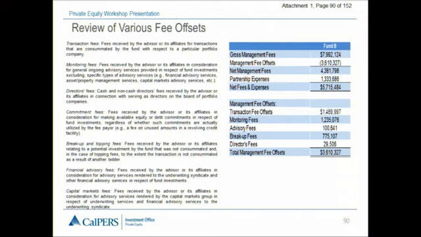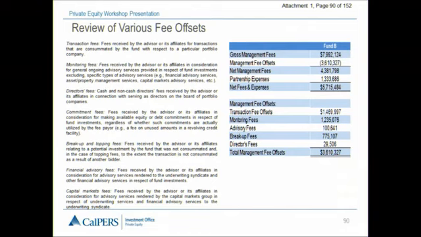Transaction fees are fees received by the general partner for basically setting up a transaction. It's a lot like an investment banking fee, if you can think of it that way. Monitoring fees are kind of like ongoing consulting fees for monitoring their investment, giving general advice, helping the company with certain issues. Directors' fees are fees that the general partner takes for serving on the board of directors. These can be cash or non-cash fees.